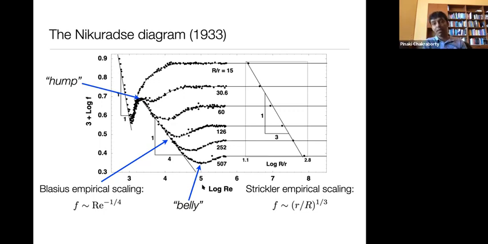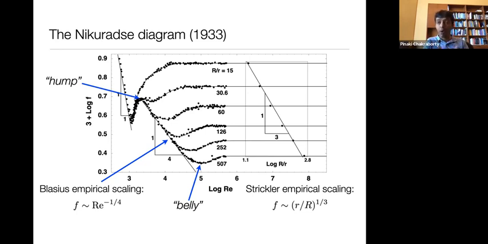Likewise, when we go to the other extreme and we come to the Strickler scaling, that's the asymptote for the rough regime. So we have a smooth scaling and we have a rough scaling, and we shall try to understand where these exponents 1/4 and 1/3 come from, and where these features, the hump and the bellies, come from.